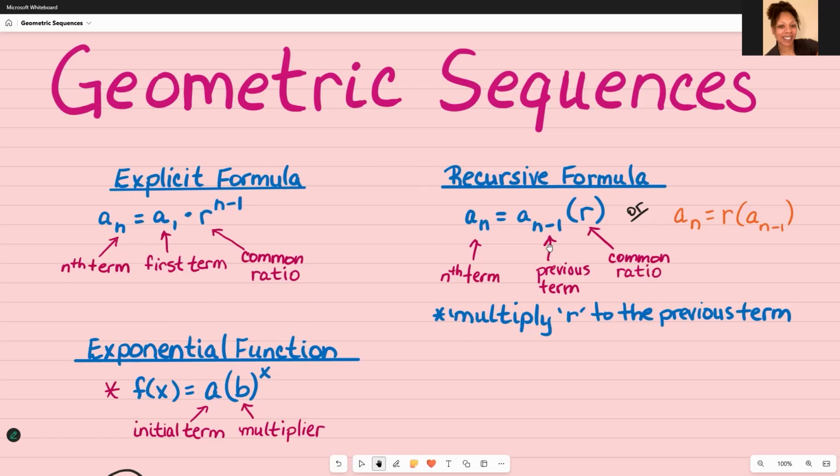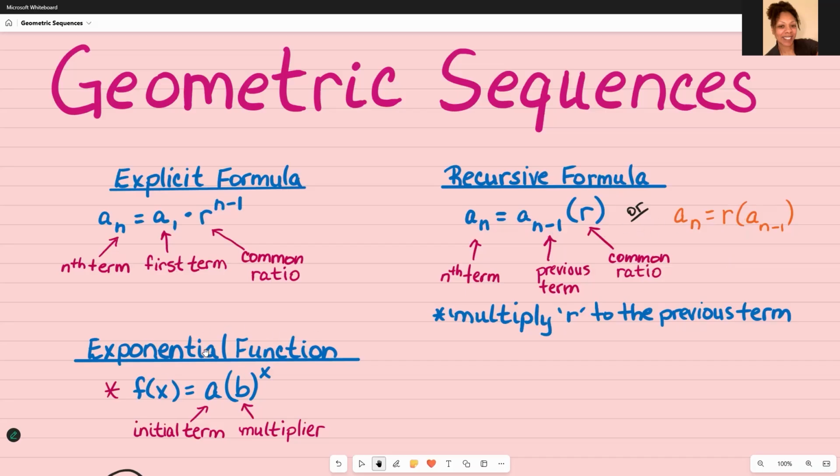For recursive, you just have to know that you're really taking your R, which is your common ratio, and you're just multiplying it times the previous term. That's what this A sub n minus 1 means. You can also write it where you put the ratio part first, and if you wanted to drop the parentheses and just put the multiplication sign there, you could do that as well. It all means the same thing.